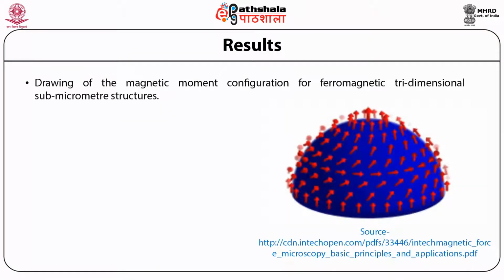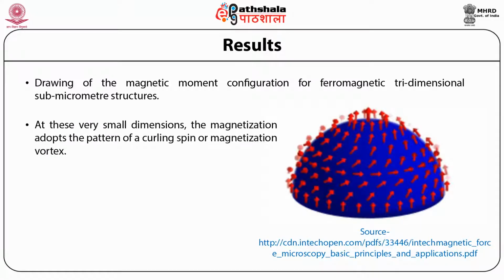Drawing of the magnetic moment configuration for ferromagnetic three-dimensional sub-micrometer structures has been shown here. At these very small dimensions, the magnetization adopts the pattern of a curling spin, or magnetization vortex.